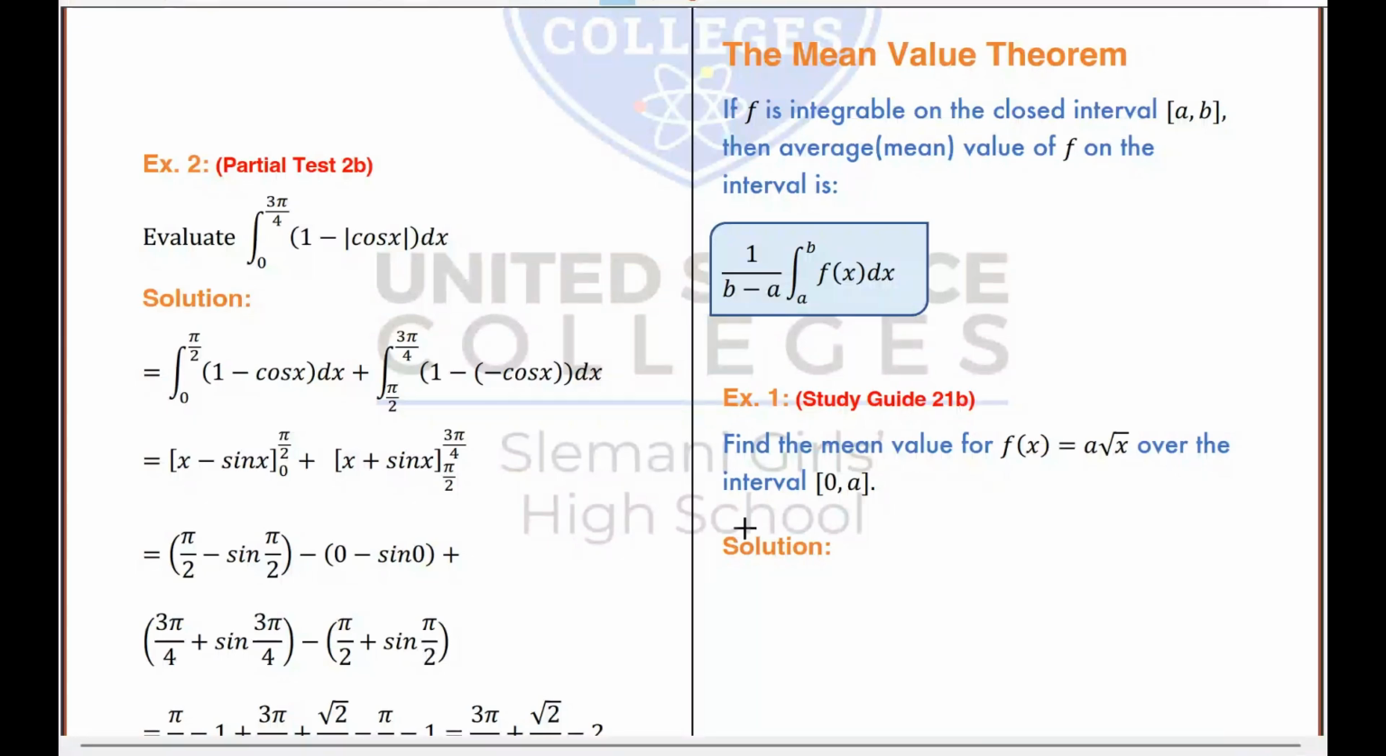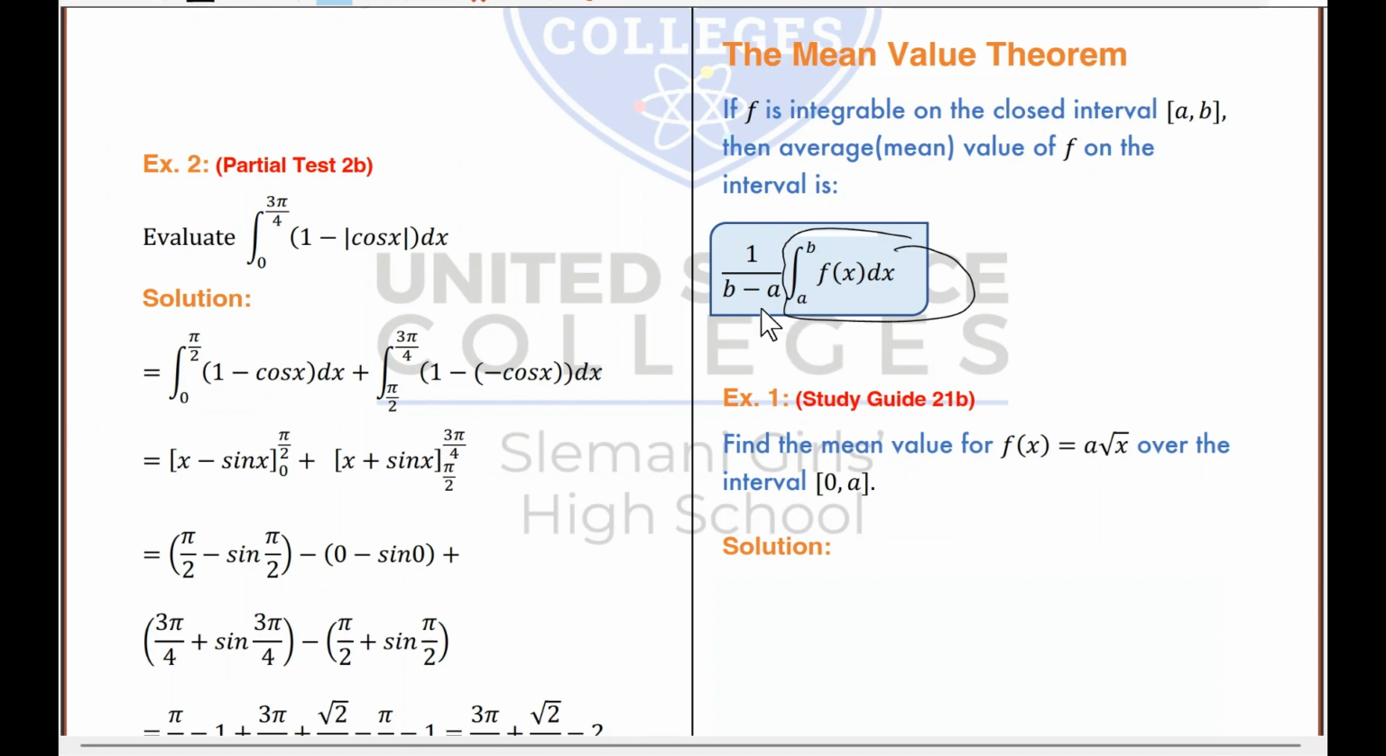Hi everyone. Now I'm going to explain the last part of this section, the mean value theorem. If a function is integrable on a given interval, then the mean value or the average value of this function on the interval is the integral of that function on the given interval. We know how to find the integral. It is definite integration from lower bound to upper bound.